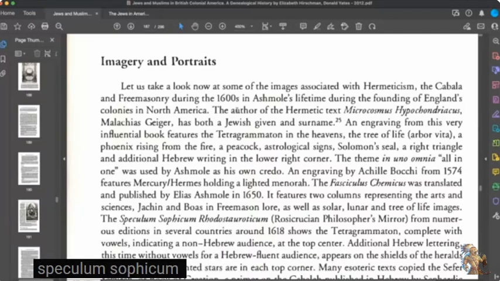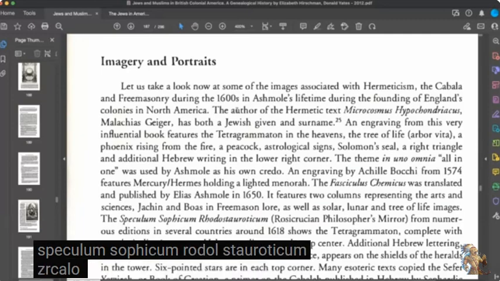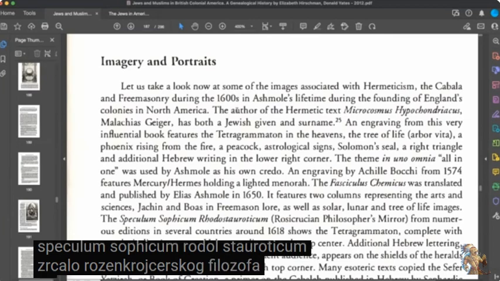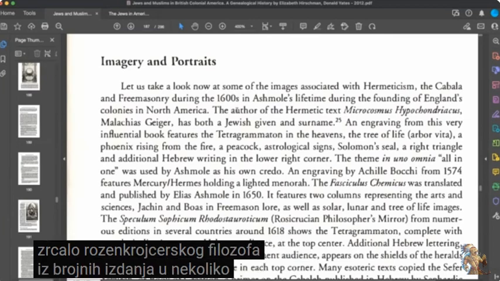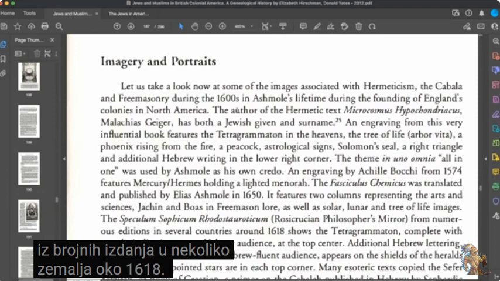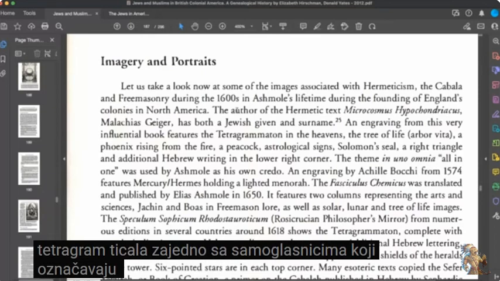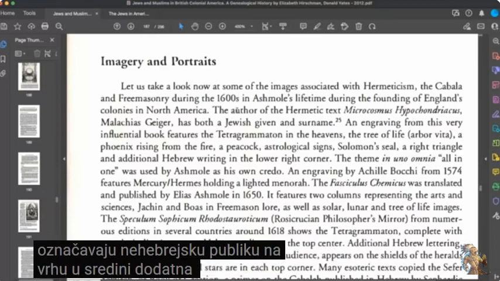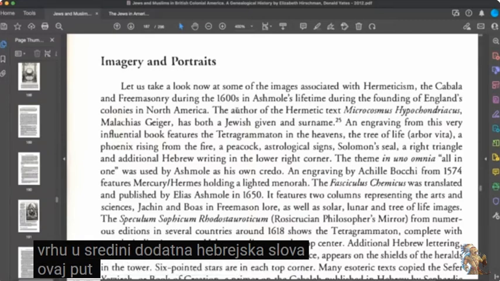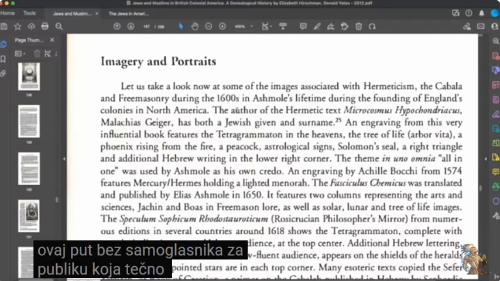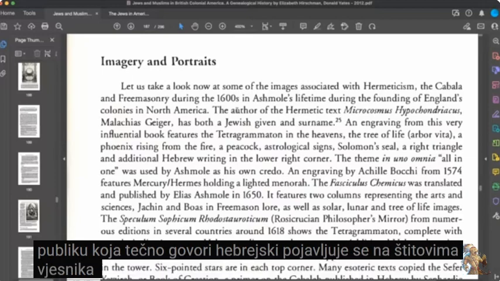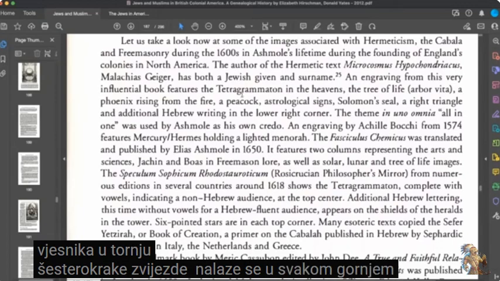The Speculum Sophicum Rhodostauroticum, the Rosicrucian Philosopher's Mirror, from numerous editions in several countries around 1618, shows the tetragrammaton, complete with vowels indicating a non-Hebrew audience at the top center. Additional Hebrew lettering, this time without vowels for a Hebrew fluent audience, appears on the shields of the heralds in the tower. Six-pointed stars are in each top corner.